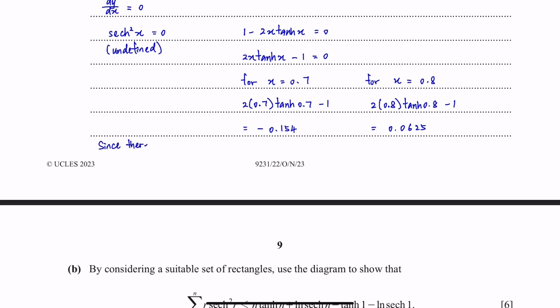since there is a change in sign, the equation has a root between 0.7 and 0.8. As you can see, right, this is negative and this is positive. So there is a root between those two numbers.